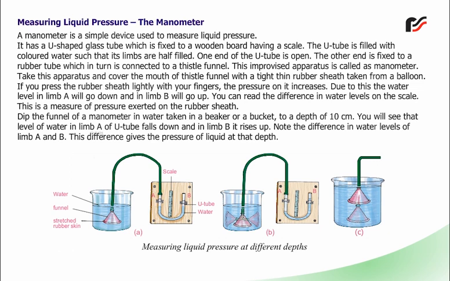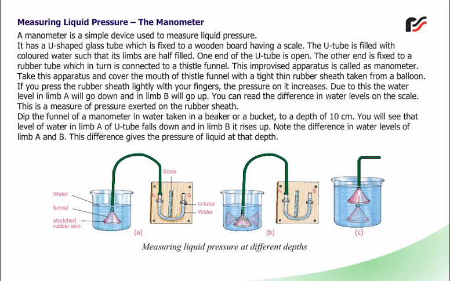Take this apparatus and cover the mouth of the thistle funnel with a tight, thin rubber sheath taken from a balloon. If you press the rubber sheath lightly with your fingers, the pressure on it increases. Due to this, the water level in limb A will go down and in limb B will go up. You can read the difference in water levels on the scale. This is a measure of pressure exerted on the rubber sheath.